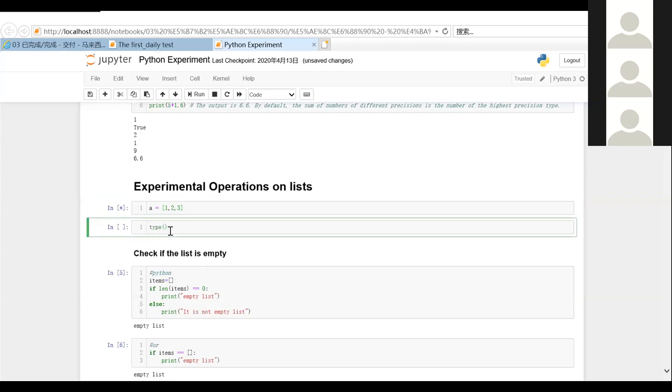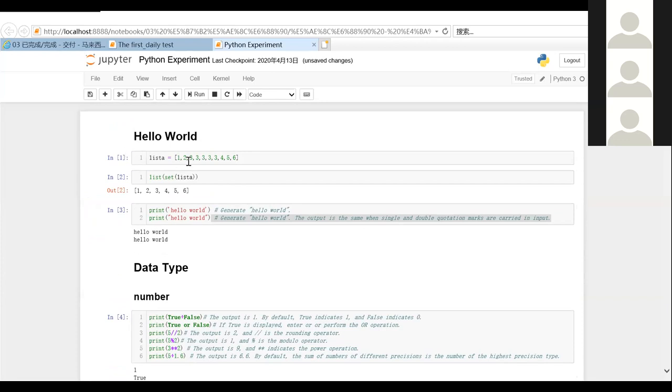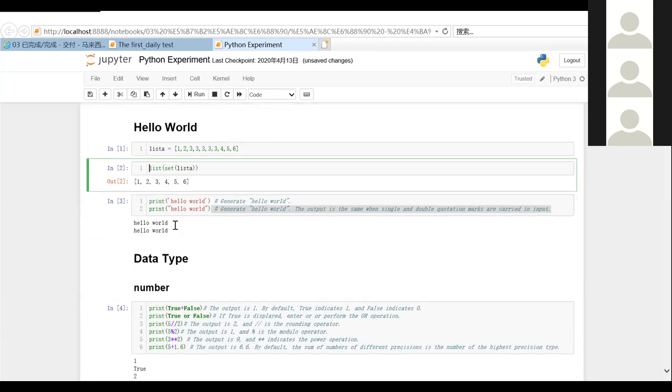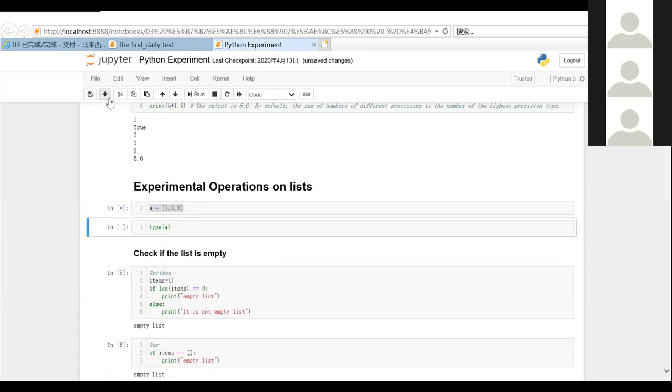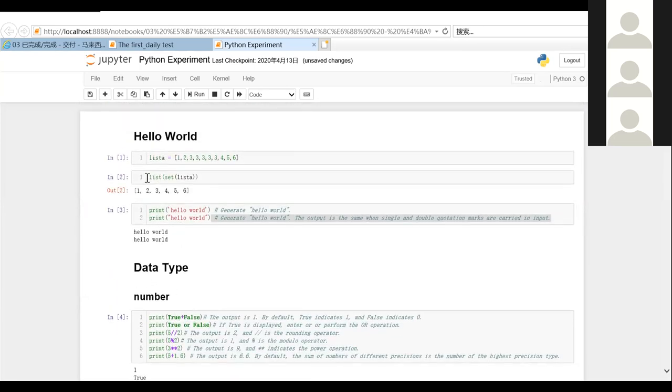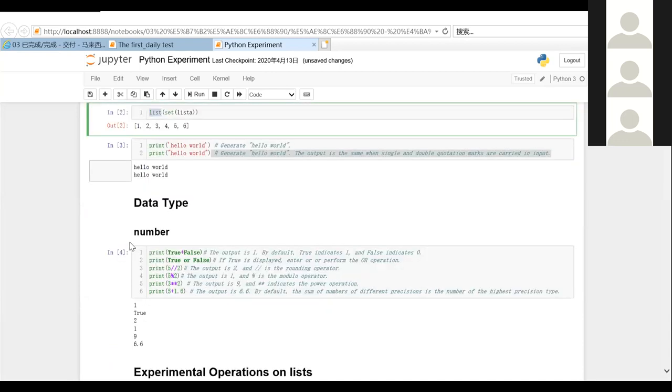And to check the type of a variable, we can use type. Type is a built-in function in Python. And to define a list, we can use this expression. Also, the second way to define a list is we can use the list function. So the list function is also a built-in function to define a list.